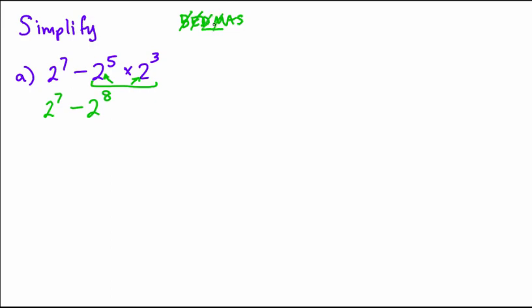Then this isn't multiplied, this is added and subtracted. We don't have a power rule for addition and subtraction. We've got one for multiplication, we've got one for division, but we don't have any other power rules. We have one for 0, and that's it. So we do actually now have to add and subtract. And to add and subtract, we actually have to calculate 2 to the 7th and 2 to the 8th.